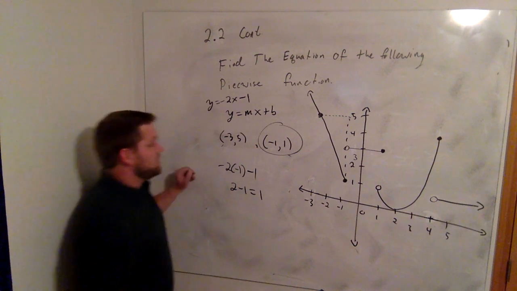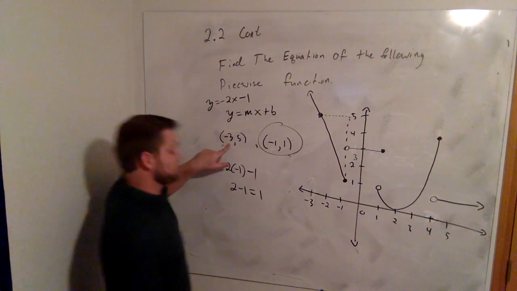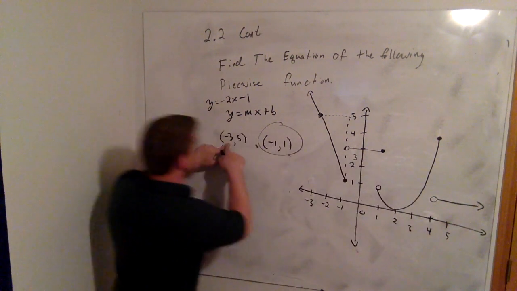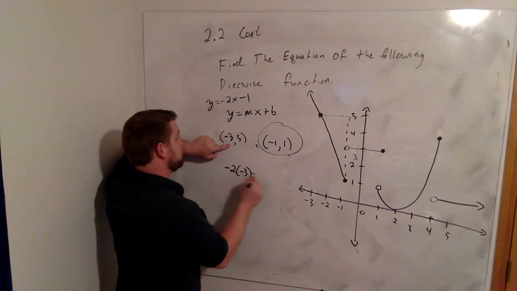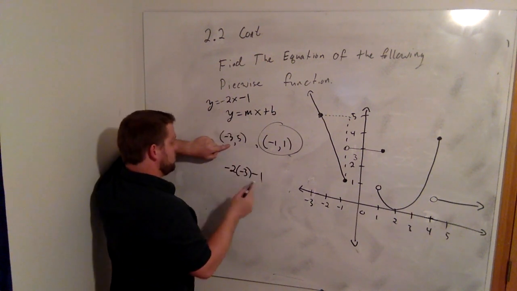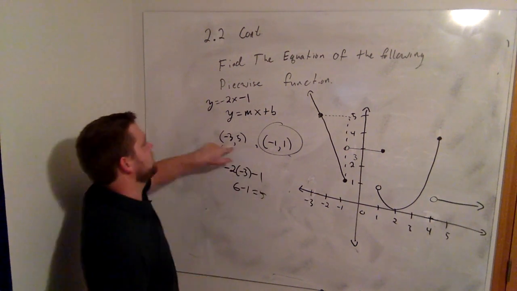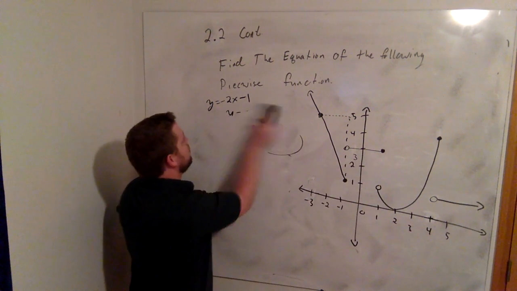Sweet. Now you could use either of these points. This point should also be on this line. We got this point from the slope. You could verify this. If I were to plug in -3, I better get an output of 5. So -2 times -3 minus 1, plugging that in here. What am I going to get? I'm going to get a 6 minus 1. I get an output of 5. So both of these points are on this line. Okay, so that's how we find the equation of a line.